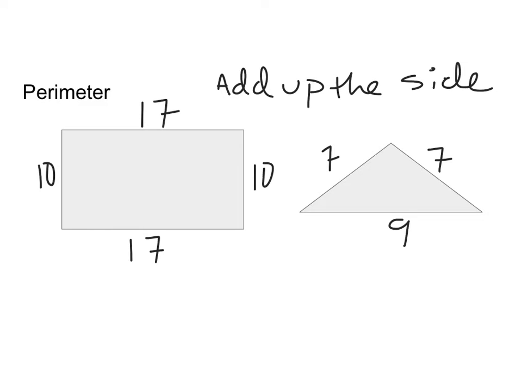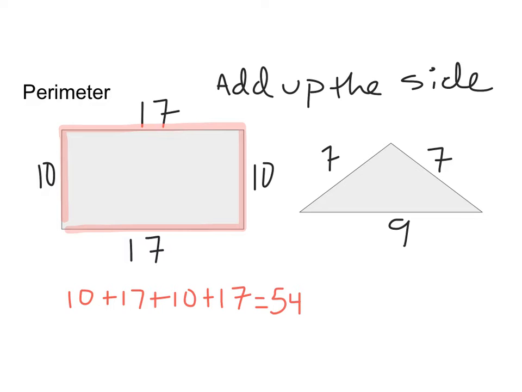So for this rectangle, we're going to add up the 10 and the 17 and the 10 and the 17. So we'll do 10 plus 17 plus 10 plus 17. Many of you have probably learned this using various shortcuts in elementary school, different ways to add those numbers up. It doesn't really matter, you're just doing the same thing. No matter what way you do it, you should get 54.